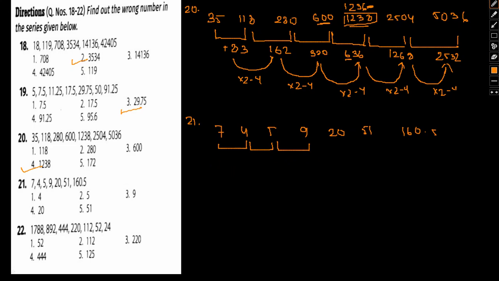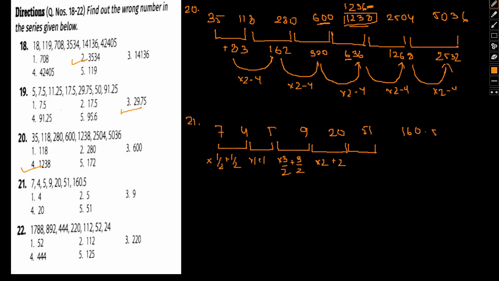Okay, this will be 1 by 2 plus 1 by 2, into 1 plus 1. This is 1.5. 1.5 can be written as 3 by 2 plus 3 by 2. This can be written as into 2 plus 2.